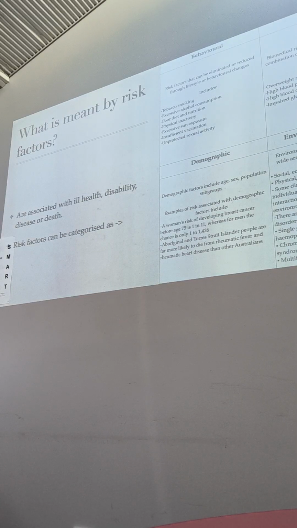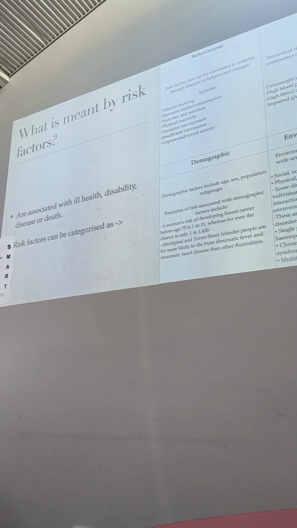So they are characterized in 4 things. One is behavioral, which is your lifestyle. These can be limited or reduced through lifestyle or behavioral changes. So smoking, alcohol, like cancer of course, poor diet, diabetes, physical inactivity, excessive sun exposure, melanoma, insufficient vaccination, and unprotected sexual activity, absolutely. So behavioral is a big deal as well.